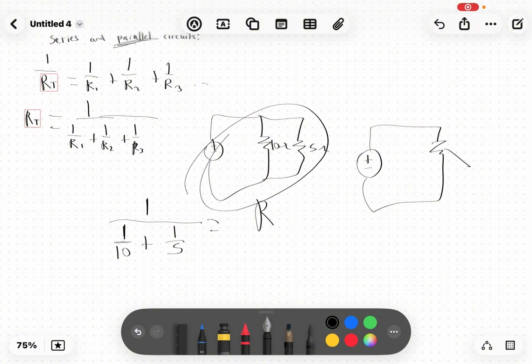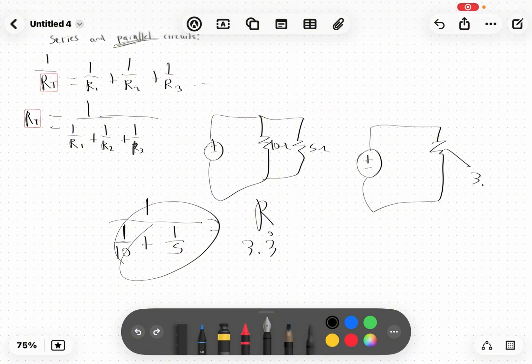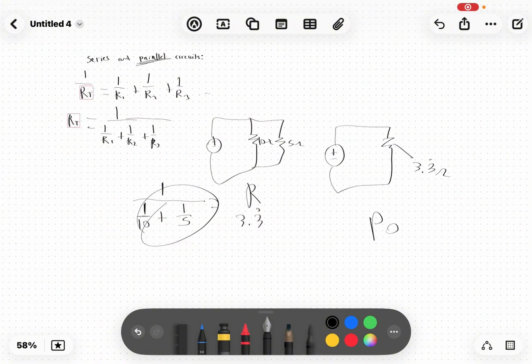So if we do all of these calculations, we get 3.3 recurring. If we had the same circuit, but instead of having 2 of these we had 1, it would be equal to 3.3 ohms, and these two would be the same. They would have the same power, not exactly that, but kind of function, if that makes sense. And the power is the same. So yeah.